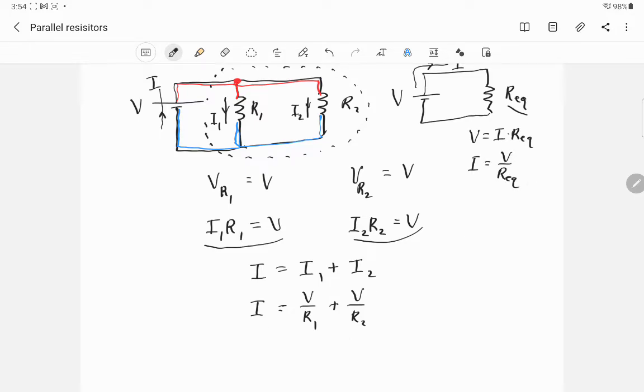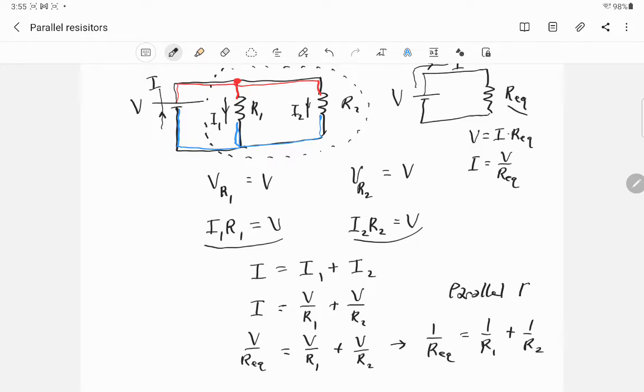And now this is why I did this. If you do this, V over R equivalent equals V over R1 plus V over R2. What this implies is R equivalent, the inverse of it, is 1 over R1 plus 1 over R2. And this is called the parallel rule.